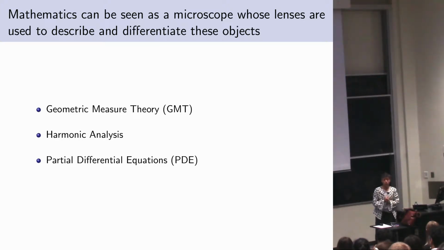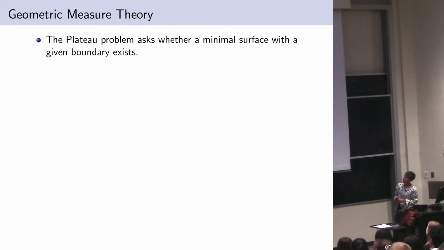Why did I choose the analogy of a microscope and of lenses? My parents were both pathologists. I saw lots of microscopes and looking through lenses. So I know that if you color your example differently, you see different things. Hopefully that's what I'll manage to convey. Okay, so your introduction to geometric measure theory.